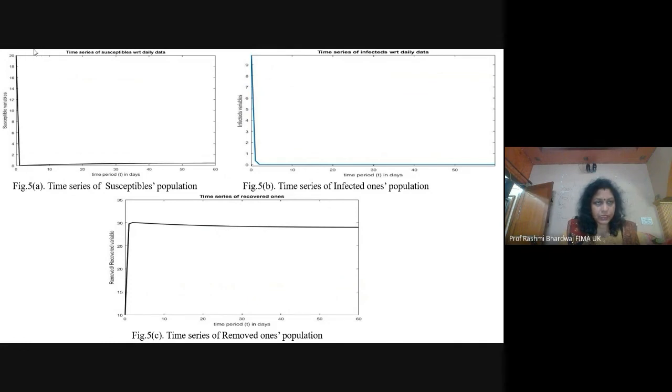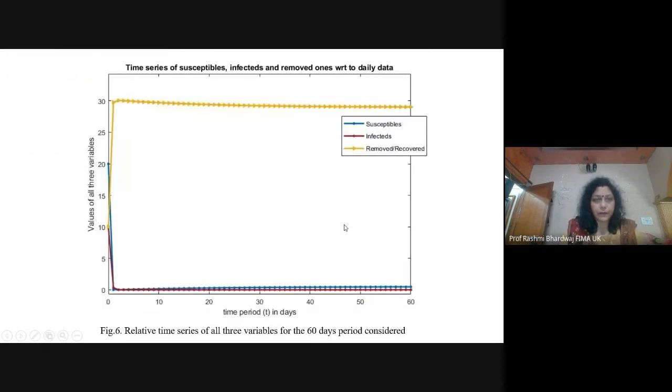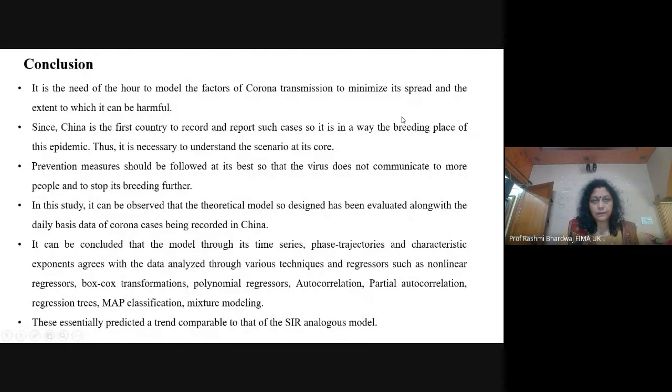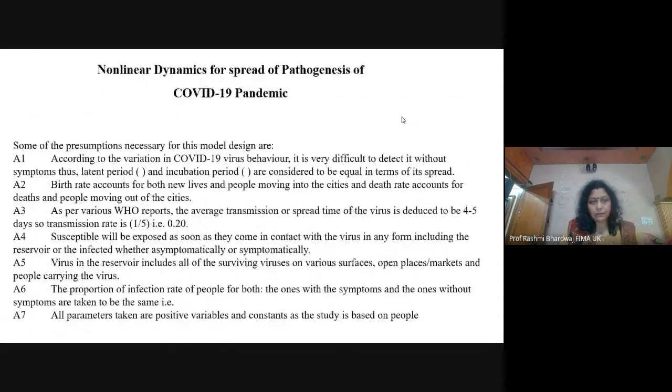See that initially it is fluctuating, but after some time it shows a regular behavior. Same way here, but in the case of the removed ones, it shows, of course, the death rate, but it is again a stable structure. And these are the time series of all these. So susceptible and infected remain in this range, but the recovered ones go higher.